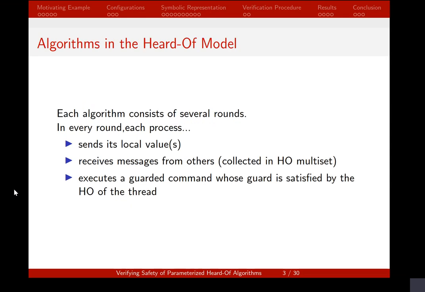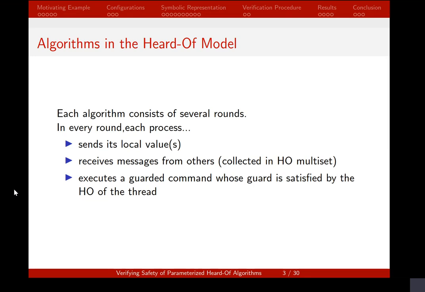Algorithms in the herd-of model have a common structure. Each algorithm consists of several rounds. In each round, there is one transition. And in each transition, a process first sends its local values, then it receives messages from others and stores them in a set called herd-of multiset. Herd-of is a multiset because of the possibility of repetitions of the same message.